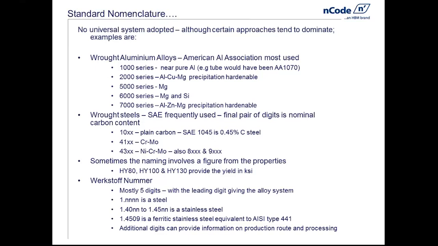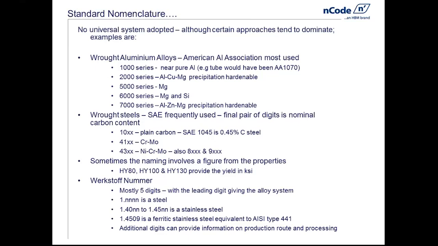Wrought steel, again, it's an American description that is frequently used. It's the SAE, and this is nice and logical in that it has one as the leading digit for plain carbon, and then the first two digits give you the alloying content. The final two digits give you the carbon content, so you can see at a glance, which is great. Sometimes the naming involves a figure for the properties, and in this case it's the yield in KSI, HY80 through to HY130.